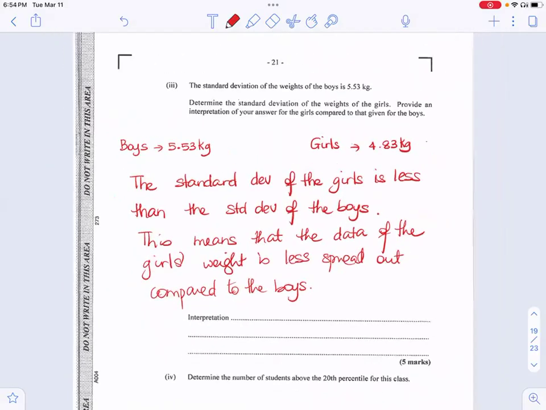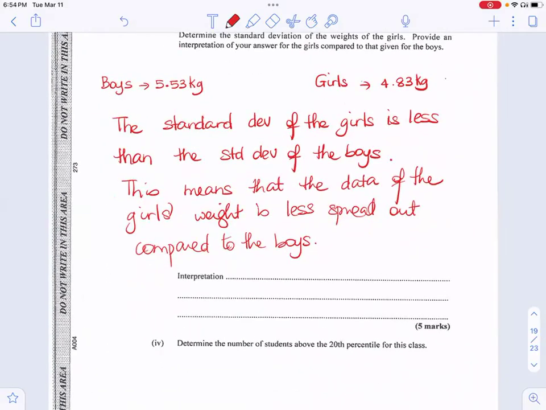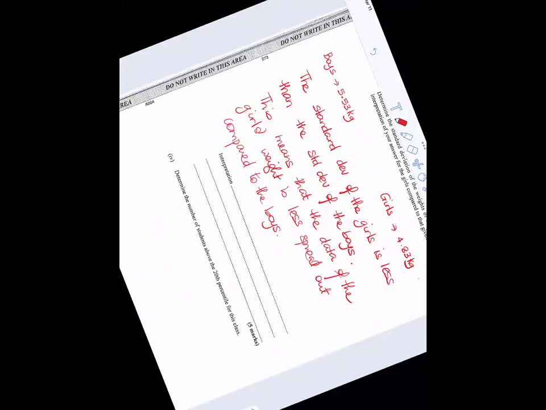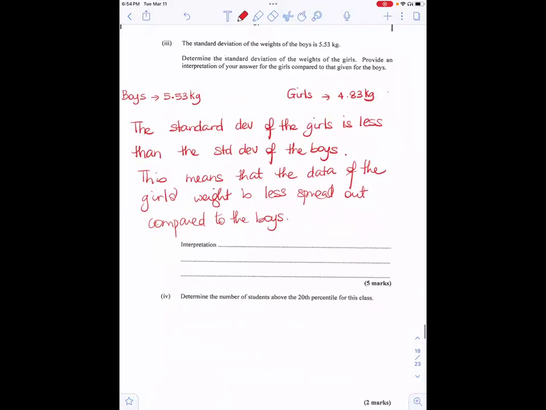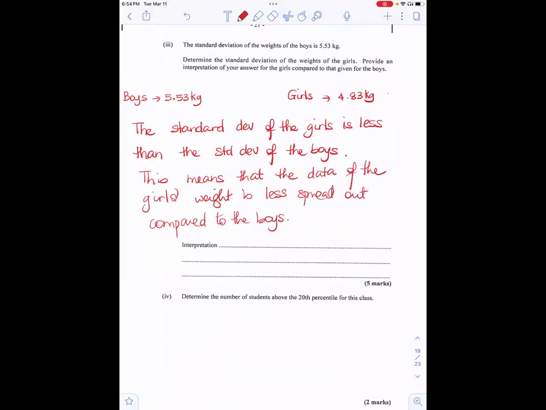In the meantime, Makaya, let us give Shazad a couple of minutes. You determine the number of students in the 20th percentile. So let's give him a couple of minutes to finish up.